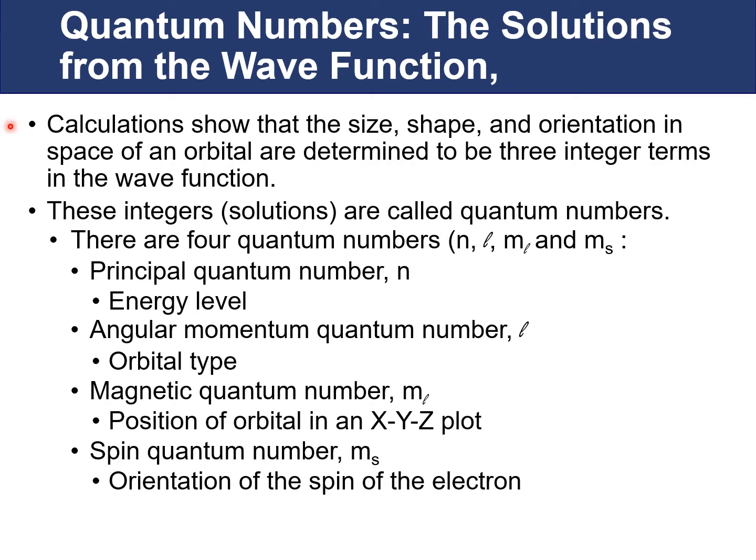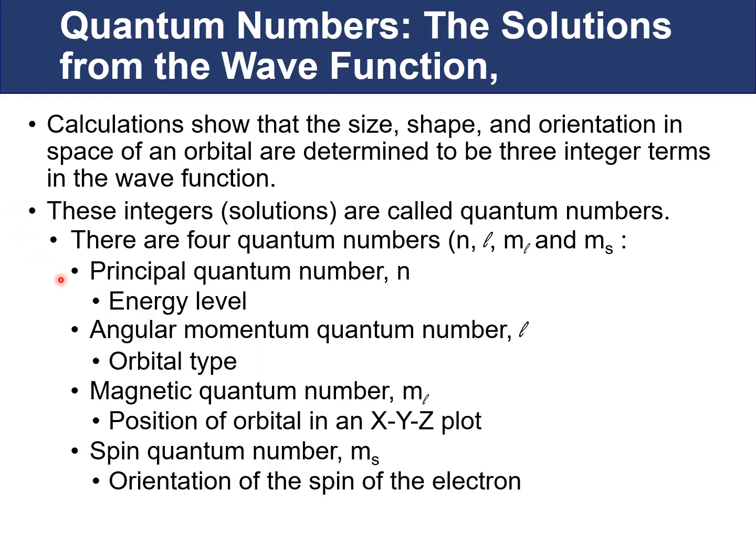The calculations that involve the Schrödinger wave equation, which show the size, shape, and orientation in space of an orbital, are determined by three integer terms in the wave function. These integers that allow us to come up with the solutions for the wave equation are called the quantum numbers. There are four quantum numbers.